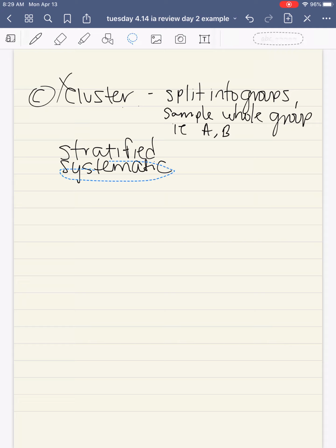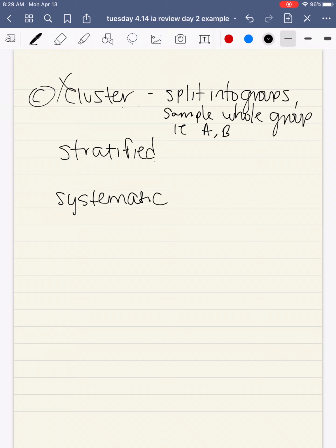So I wouldn't want to use a cluster sample. Let's look at our stratified. So stratified, we also split into groups.